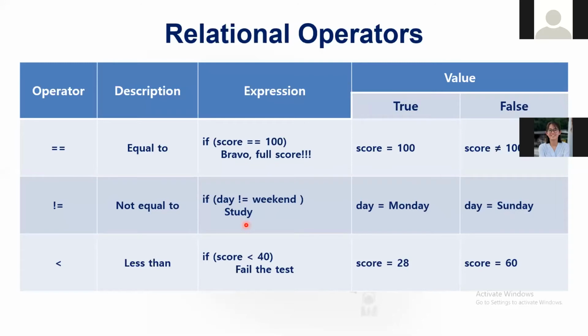Okay, then next is less than. If let's say you did not study, then if your score is less than 40, you fail the test. So let's say you score 28, it means that you fail the test, right? Because it is less than 40. But if you study a little bit, then your score is equal to 60. So 60 here is larger than 40, right? So it means that you pass the test. You don't fail the test.